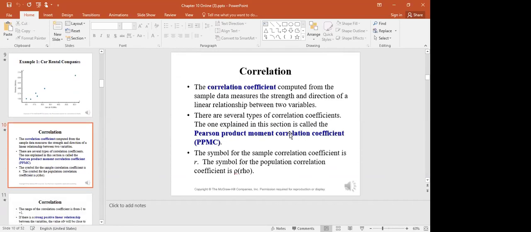The correlation coefficient is used to measure the strength and the direction of a possible linear relation between two variables. If r is positive, the relation is positive. If r is negative, the relation is negative. A positive relationship means that it is an increasing relationship. That is, as x increases, y increases, and vice versa. A negative relationship is a decreasing relation in which as x increases, y decreases.